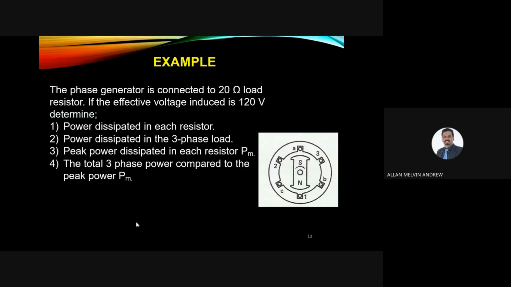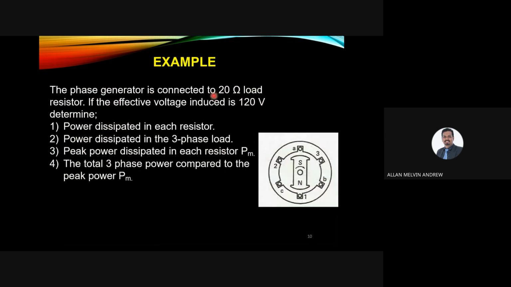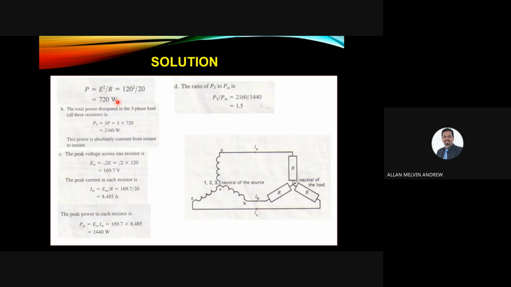Okay, so you can see that the three-phase generator is connected to a 20 ohm load resistor. If the effective voltage induced is 120 volts, this is a three phase because it has three windings. So we need to find all this information. P equals E squared over R. E is given, effective voltage induced is 120. So 120 squared divided by resistance, which is 20. So power is 720.